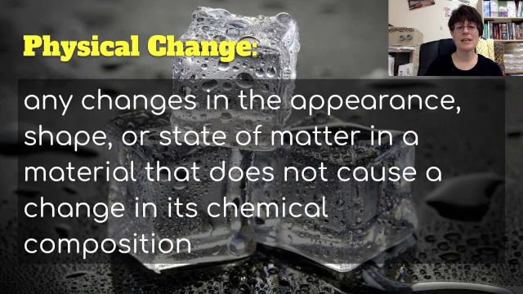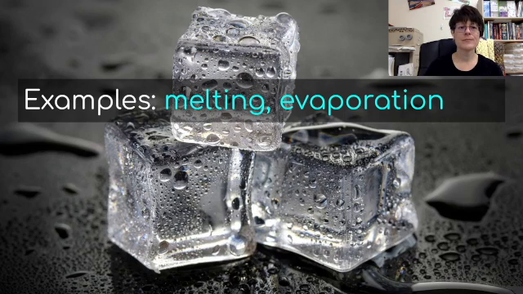A physical change is any change in the appearance, shape, or state of matter in a material that does not cause a change in its chemical composition. So I have ice in the background, and the ice is undergoing a physical change to water. But when it does that, it's still water. Some examples are melting and evaporation. The same thing for water in a puddle. When it evaporates in the sun or when you boil it and there's evaporation, it's not a new substance. It's still water. You have not changed it at all.